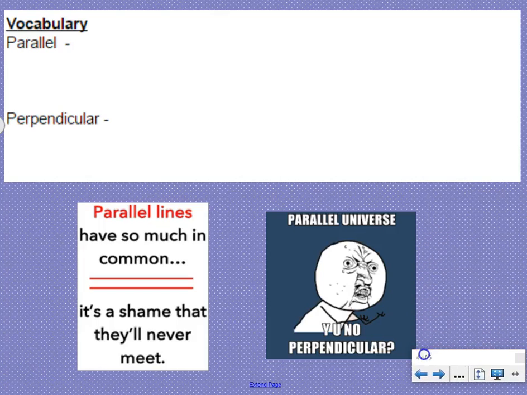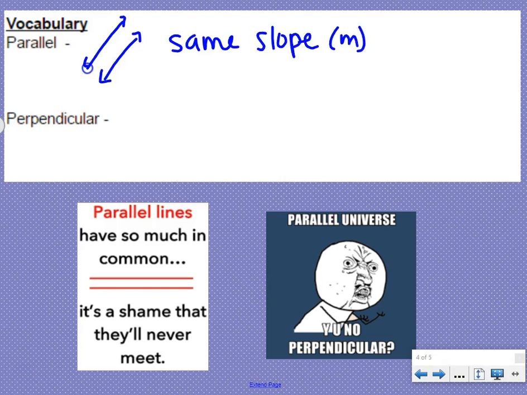Next piece is parallel and perpendicular. For parallel, those are lines that never touch, and what's special about them is they have the same slope, so the same m. For an example, y = 2x + 7 and y = 2x - 9 would be parallel because they have the same slope.